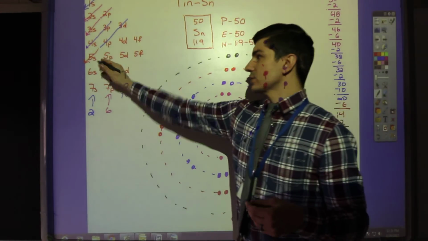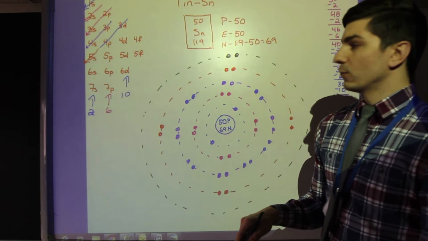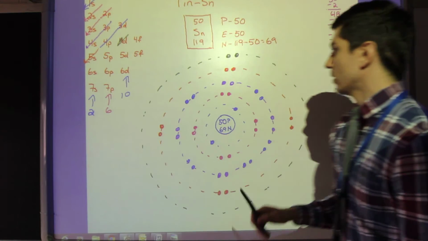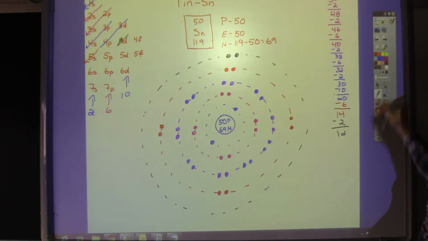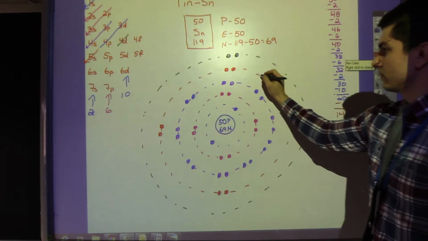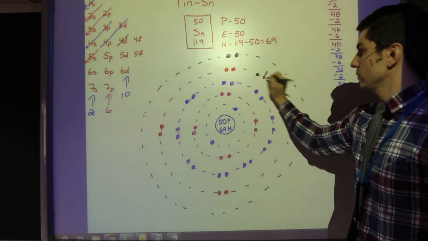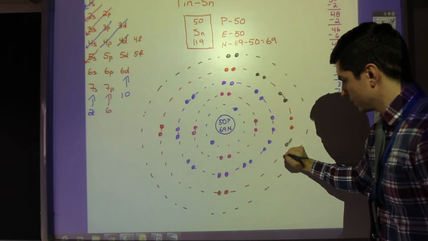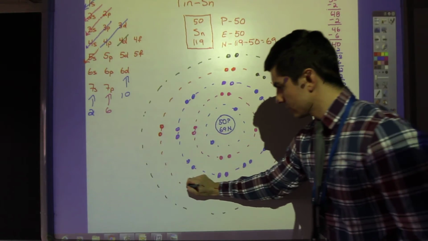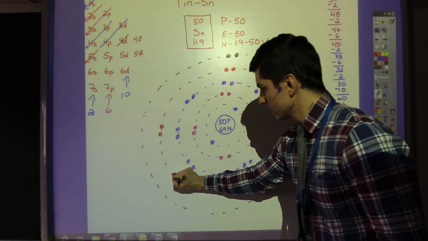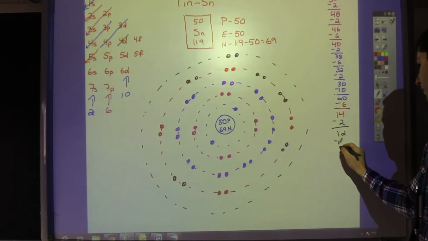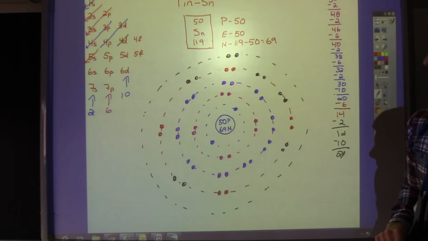After 5s, I'm going to go back to 4d. That's my next arrow. So I don't want to put them in the 5th. I'm going to go back to the 4th. 1, 2, 3, 4, 5, 6, 7, 8, 9, 10. And I have 2 left to put in.